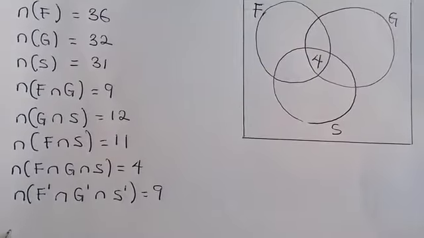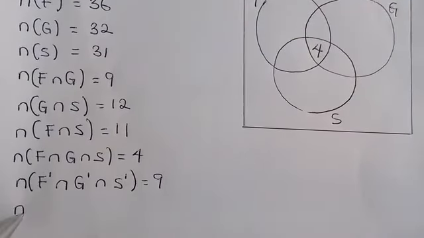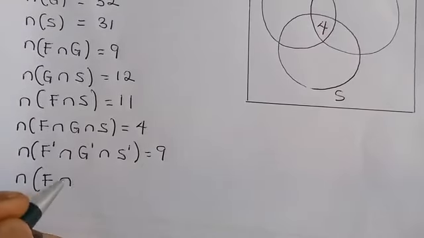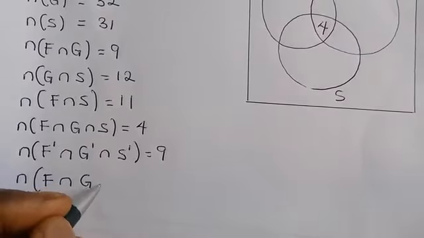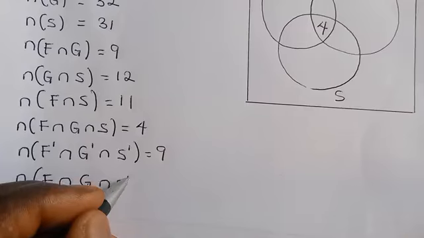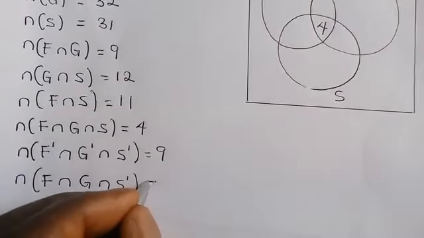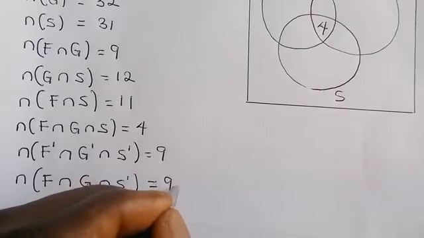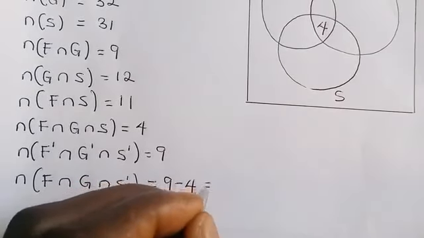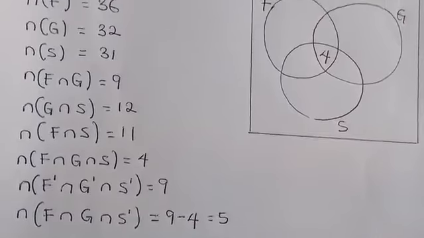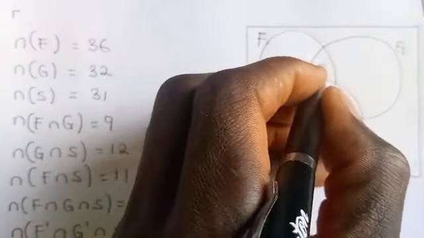For us to do that, we are going to have n, that is the cardinal number of F intersection G intersection S prime. That is the intersection between French and German but not Spanish. That will be equal to 9 minus 4, and that's equal to 5. So 5 is what we will now write here.